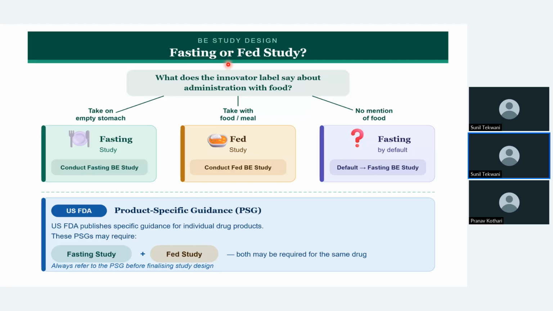But then there are some fed studies as well, where after dinner the previous night, at 7 a.m. in the morning they will be served a high fat, high calorie breakfast.